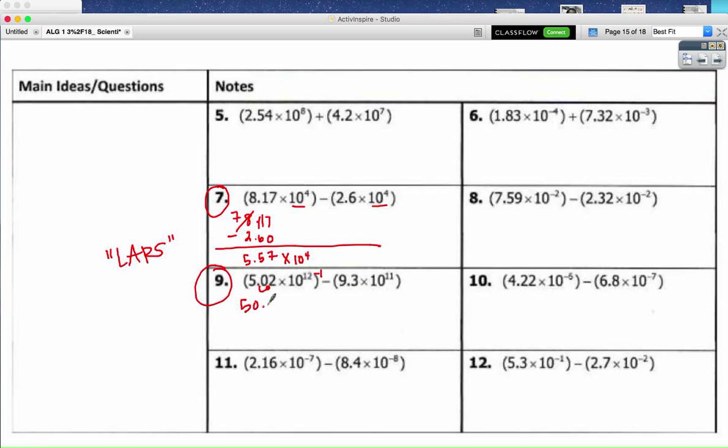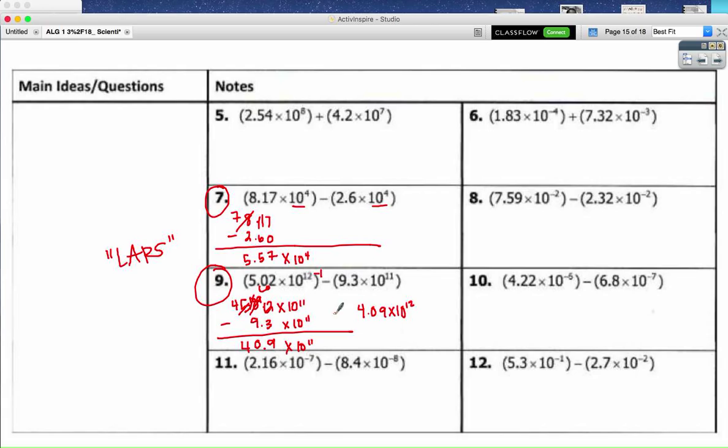So 50.2 times 10 to the 11th minus 9.3 times 10 to the 11th. 2 minus 3 I'll have to borrow. So that's a 9. Then that's a 9 minus 9 is 0, and then 40.9 times 10 to the 11th. I have 2 numbers in front of the decimal, so I would have to move it to the left once, and when I move it to the left once, I add. So that's 4.09 times 10 to the 12th.